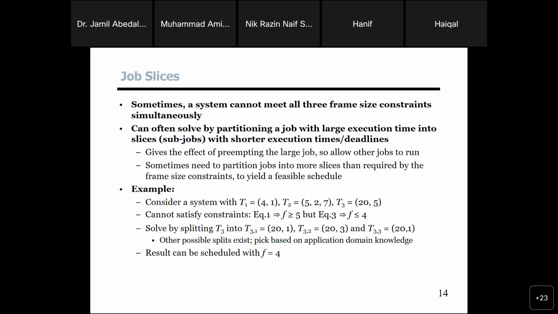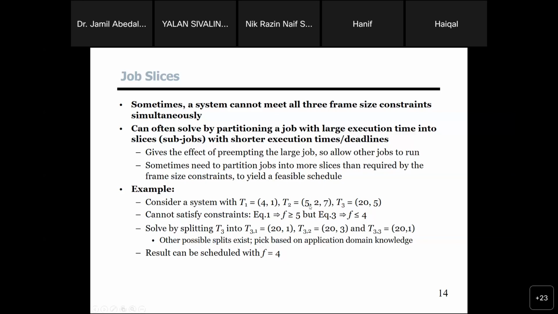For example, we have here 3 tasks: (4, 1), (5, 2, 7), and (25). So what do you think here? 4, 1: this is period, this is execution, correct? What about 5, 2, and 7? 5 represents what? 2 represents what? And 7 represents what? 5 is period, 2 is execution, and 7 is deadline, sir. Deadline, correct.